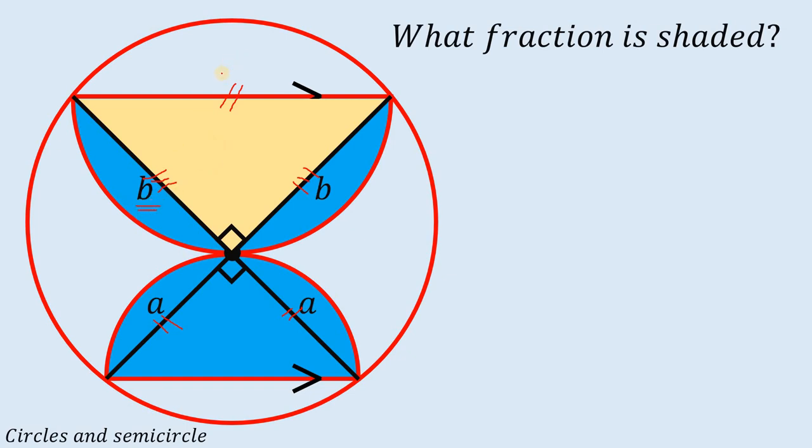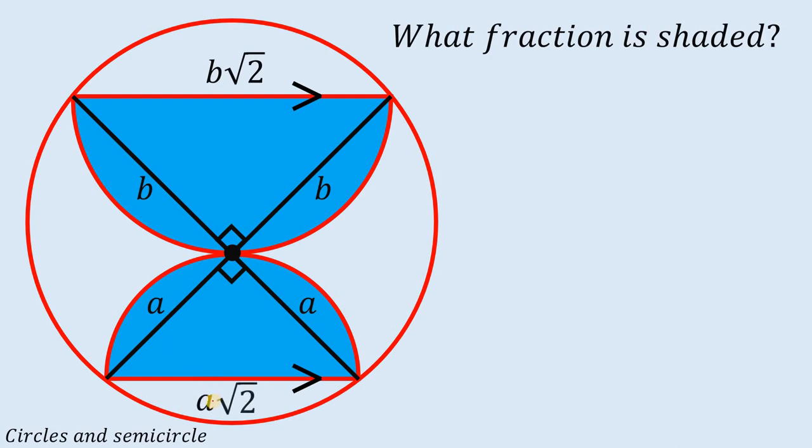Now since it is an isosceles right triangle and we know the length of one side, we can say that the length of the hypotenuse must be equal to B multiplied by the square root of 2. Similarly, the hypotenuse of this right triangle on the bottom part must be equal to A multiplied by the square root of 2. And also take note, A square root of 2 and B square root of 2 are the lengths of the diagonals of these two semicircles.